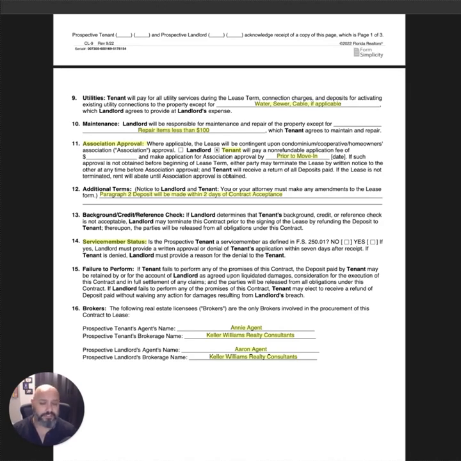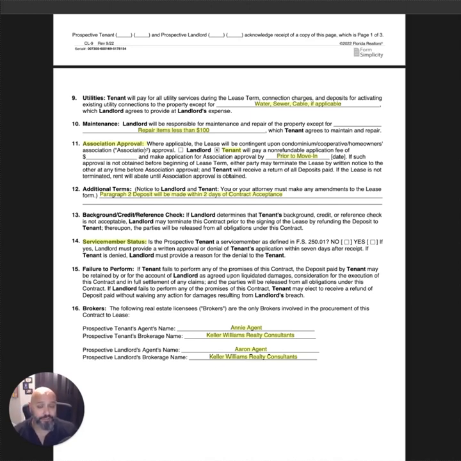Okay, let's talk about association approval. If association approval is required, we're going to say that association approval must be received prior to move-in, and that the tenant will pay the application. It's important to make sure that the tenant is applying for the association within a reasonable time frame. That is a condition of moving in.